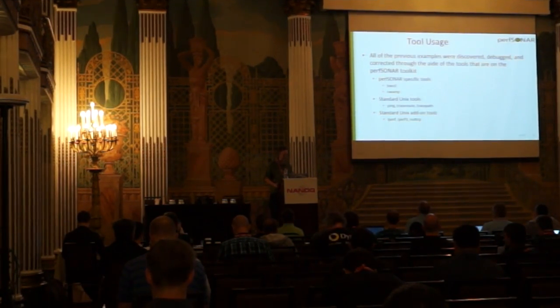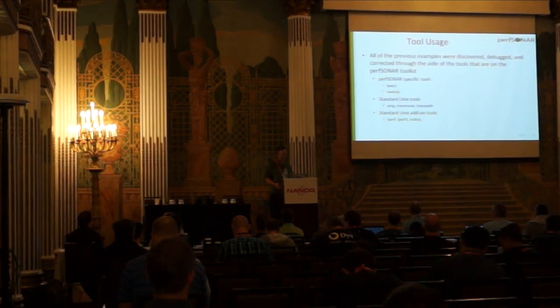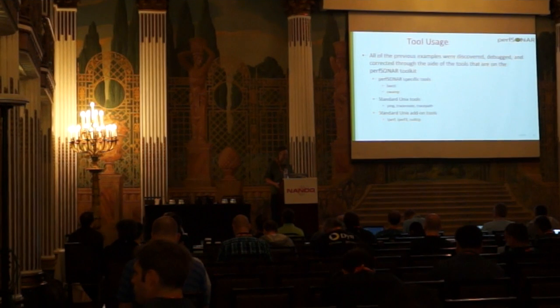Okay, so all the graphs that I showed were generated using data that came out of one of the following tools. The toolkit includes these perfSONAR-specific tools, BWCTL and OWAMP, and then standard Unix tools of ping, traceroute, tracepath, and soon Paris traceroute, and then standard Unix add-on tools of iPerf, iPerf3, and nuttcp. So that's sort of the core of perfSONAR. People are always coming up with new network tools, and we'll always consider adding them to the toolkit.